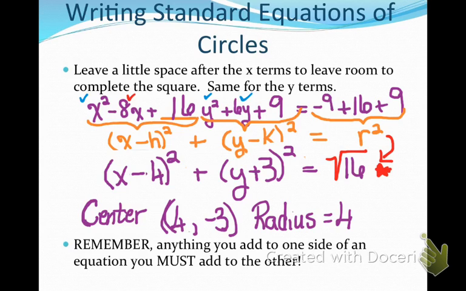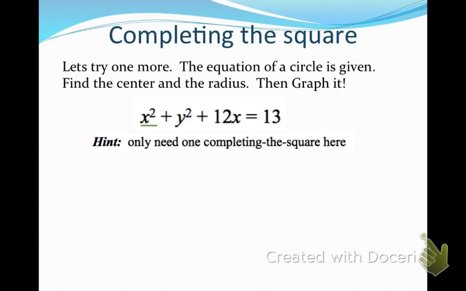All right, let's try one more of these before I make you do one on your own. The equation of a circle is x squared plus y squared plus 12x equals 13. I want you to find the center and the radius. Well, the first thing we're going to do, obviously, is rewrite it so that all my x terms are together, and I'm going to leave a little space because I'm going to have to complete the square of the x terms. Now notice that I just have y squared. I don't have a y term, so I don't have to complete the square with the y's.